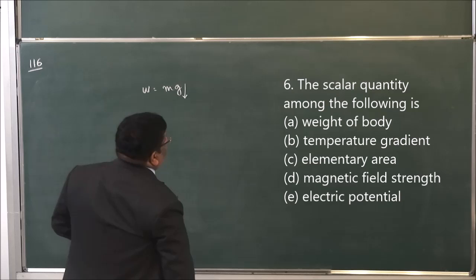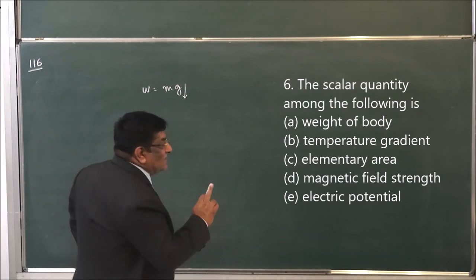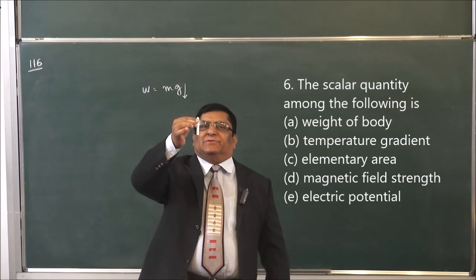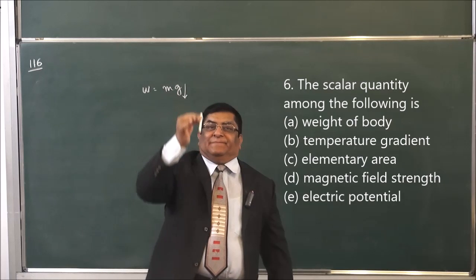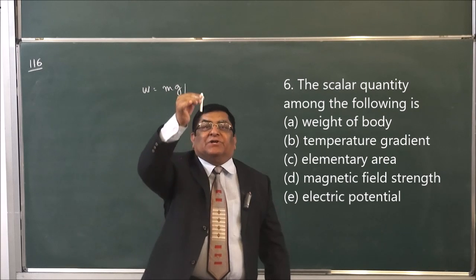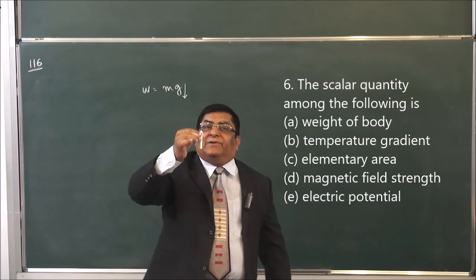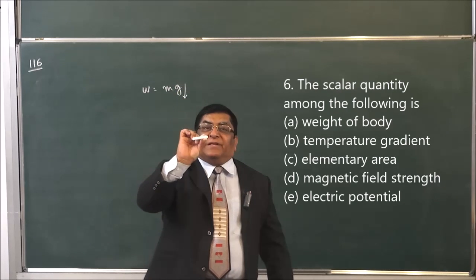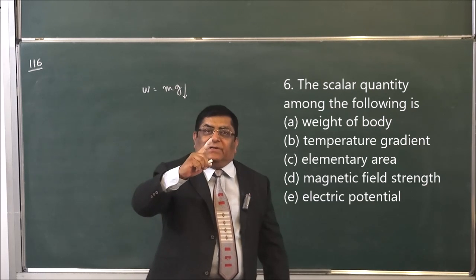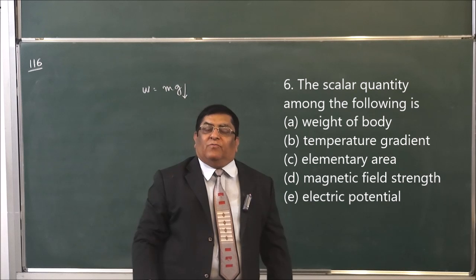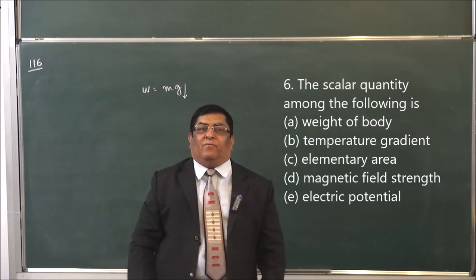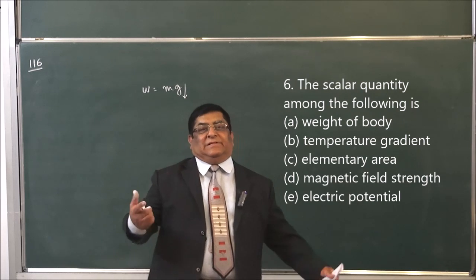Second is temperature gradient. Temperature is a scalar quantity, but when we say gradient, suppose here temperature is 100, here it is 90, here it is 120. So the temperature gradient in this direction is 10, 100 to 90, minus. Temperature gradient in this direction is positive. So in different directions, the value is different. So when we say temperature gradient, then it has direction. When we say only temperature, then it is a scalar quantity.